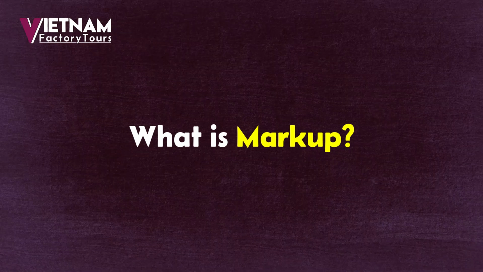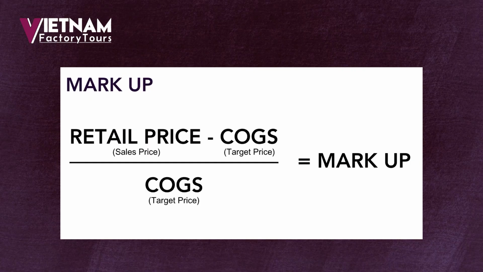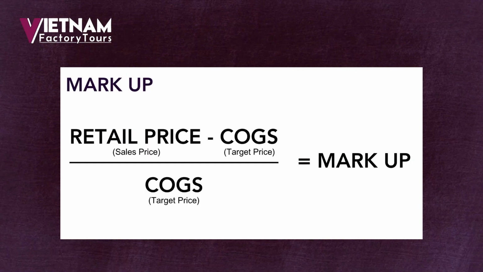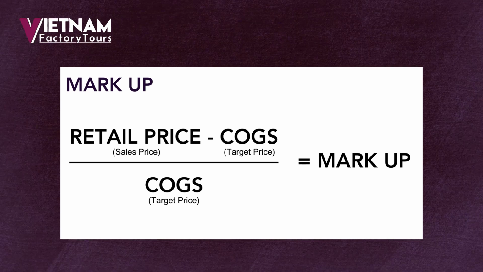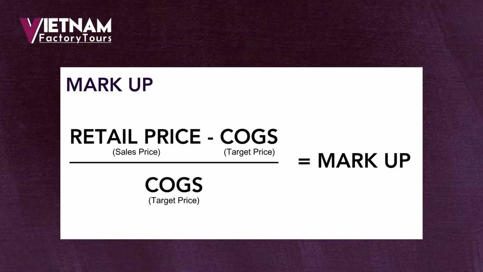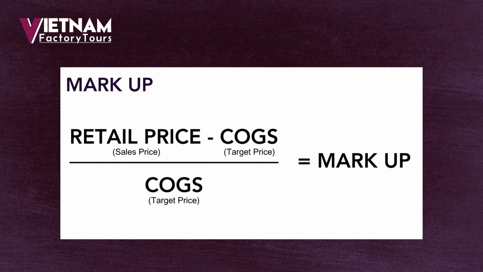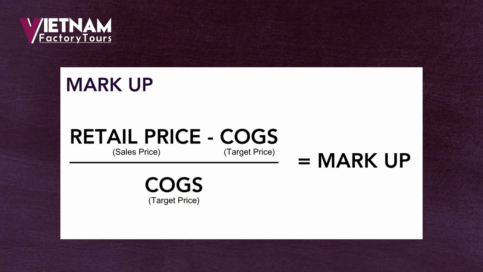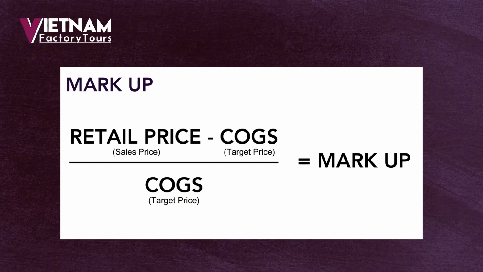So now let's talk about markup. Markup is the retail price minus the cost of goods sold divided by the cost of goods sold. Or as you see, I've put underneath in parentheses, it's the sale price minus your target price divided by target price. And that gives you a markup.